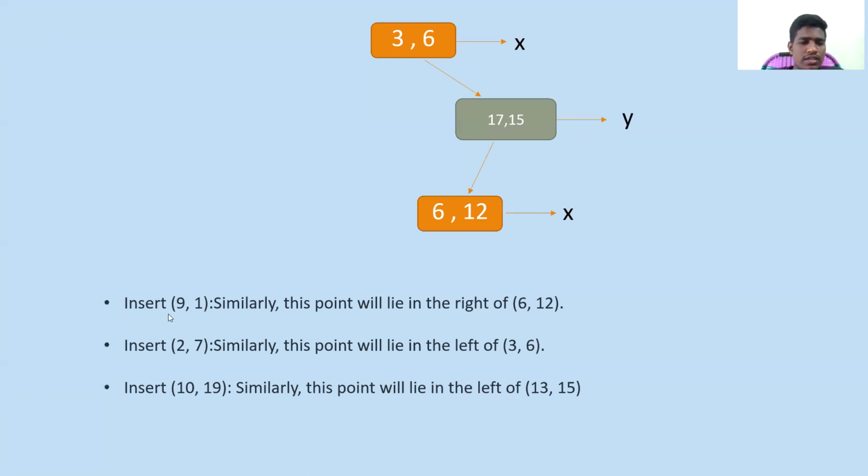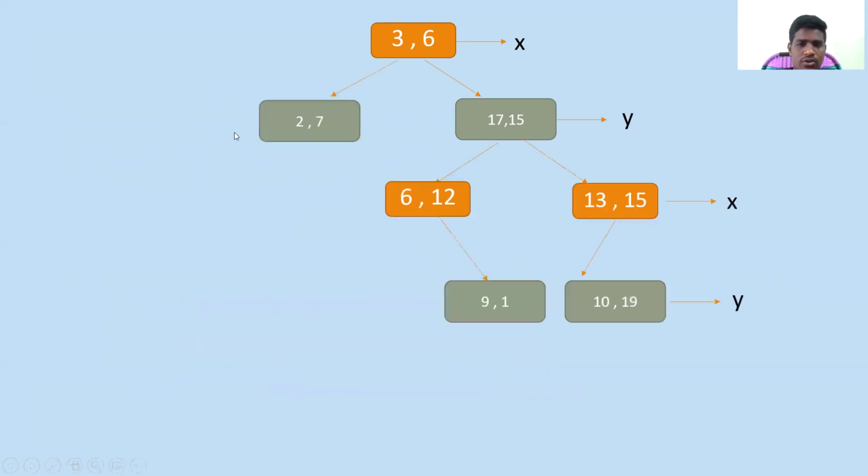Next, similarly insert 9 comma 1. Similarly, this point will lie in the right side of the 6 comma 12. And similarly insert 2 comma 7. This point will lie in the left side of 3. The final KD tree, the two-dimensional KD tree, is this.